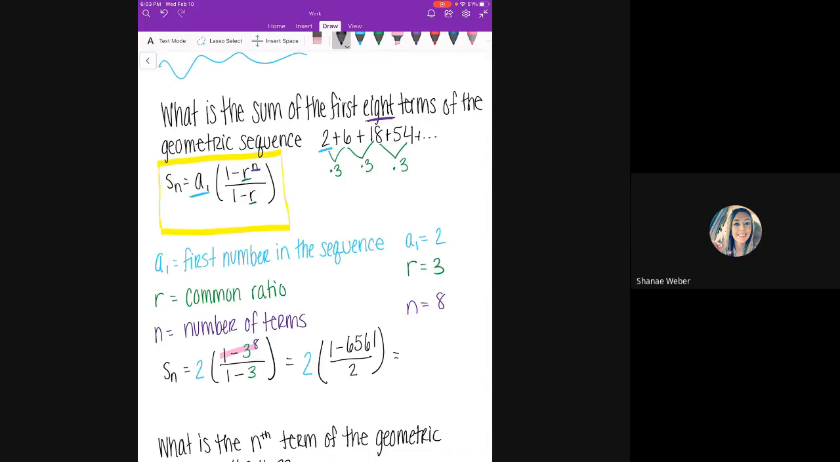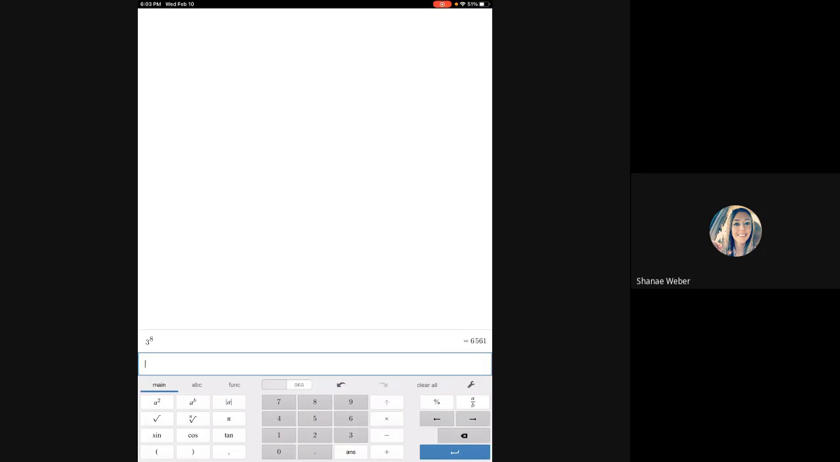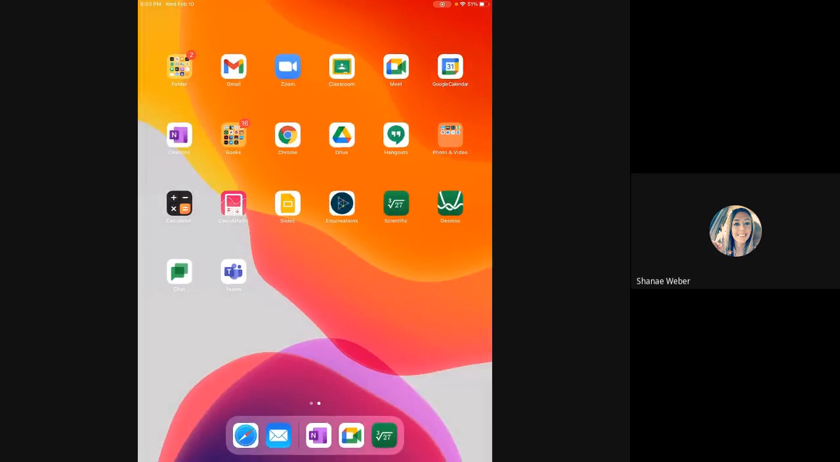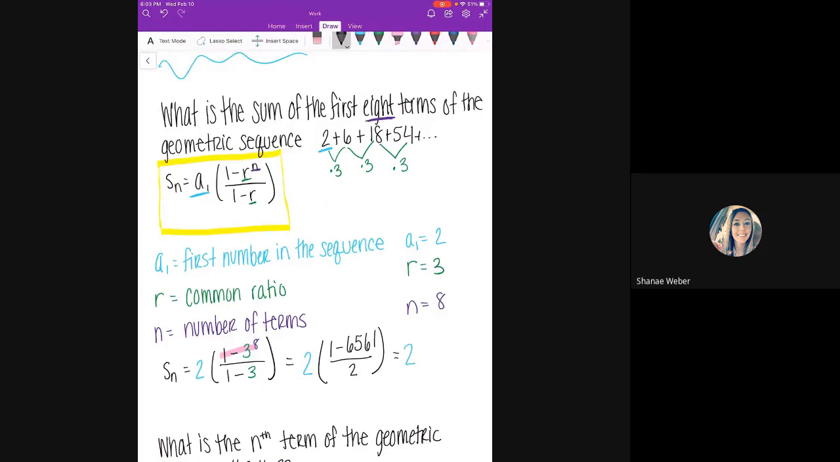1 minus 6,561 is negative 6,560. If you don't trust me, we can use our calculator. 1 minus 6,561, we get negative 6,560. So 2 times negative 6,560 divided by 2. Sorry, this should be negative 2 because 1 minus 3 is negative 2. There we go.